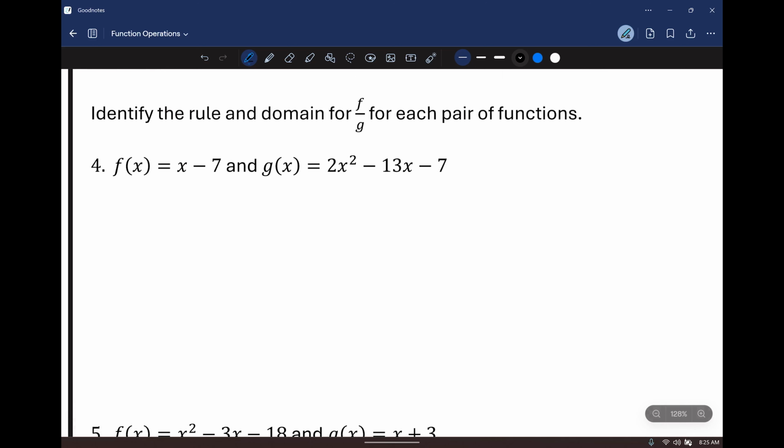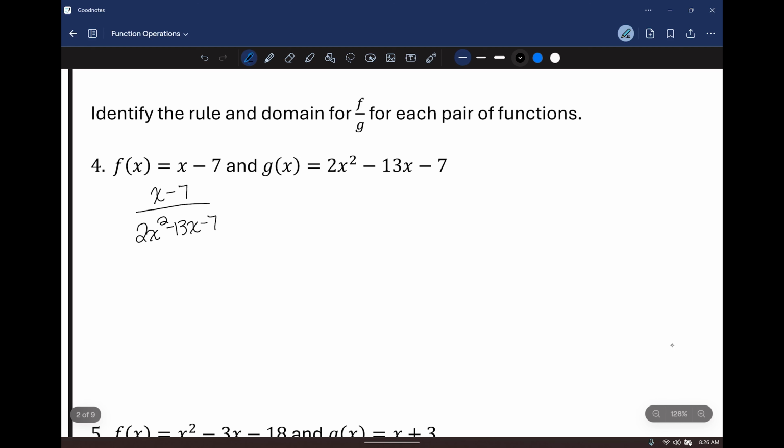All right, we're going to identify the rule and domain for f divided by g for each pair of these functions. So f is going to go on top, g is going to go on the bottom. So I have x minus 7 on top and 2x squared minus 13x minus 7 on the bottom. All right, now just like in the past when we've divided things, we know that we can sometimes simplify if we have matching factors on top and the bottom.